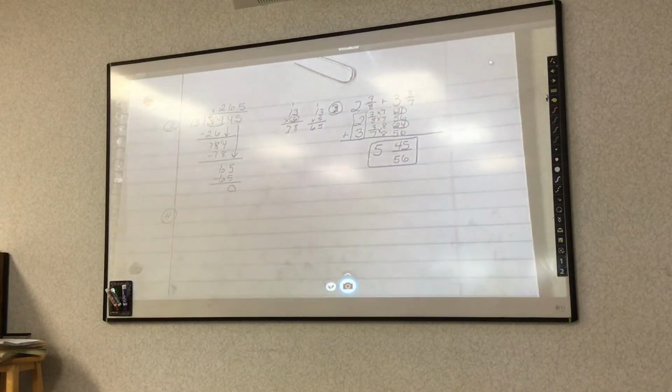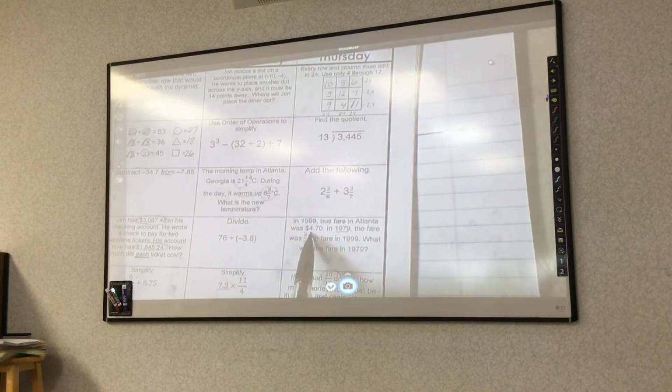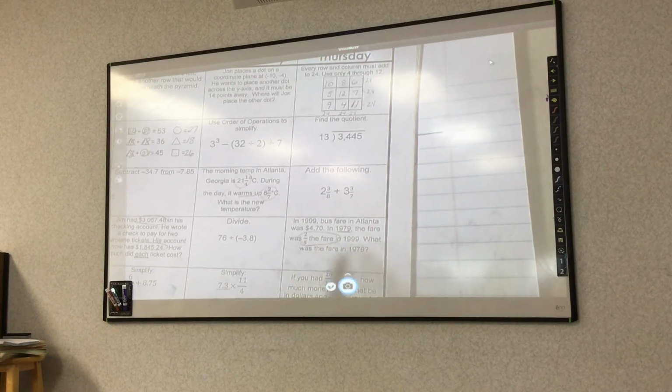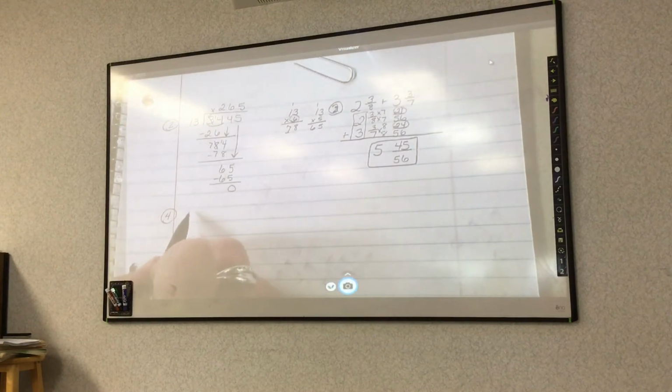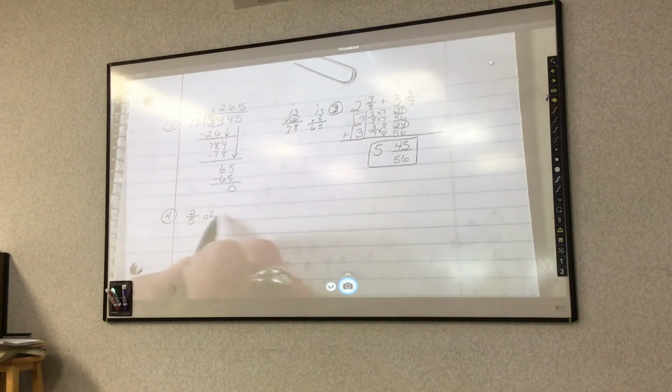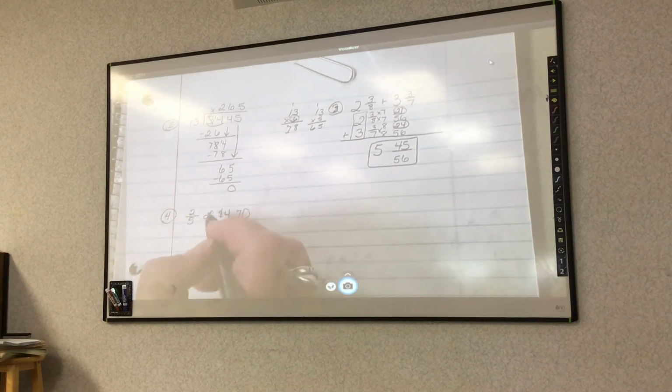Number 4. In 1999, bus fare in Atlanta was $4.70. In 1979, the fare was 2/5 that fare. And so what was the fare in 1979? So I need 2/5 of the $4.70. So you write 2/5 of $4.70. You need to know that in math, when I see the word of, I make it multiplication.